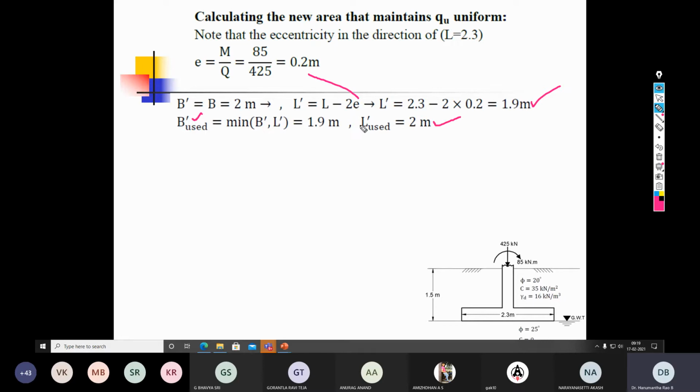Up to this point, does anybody have any question? How to calculate B dash and L dash? Because the majority of you are still silent, I don't think you are solving the problem. Unless you solve the problem, you will not be able to understand, and during the exam all these simple complications will come. So I again request you all, take a pen and paper, calculator, and solve yourself for better understanding.